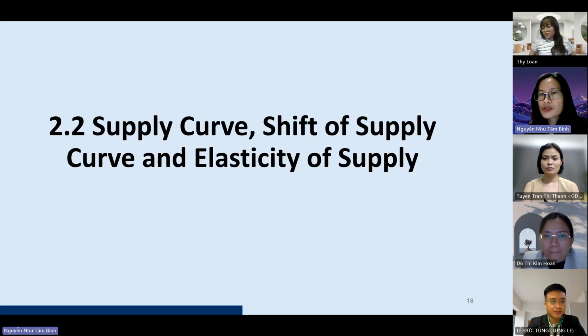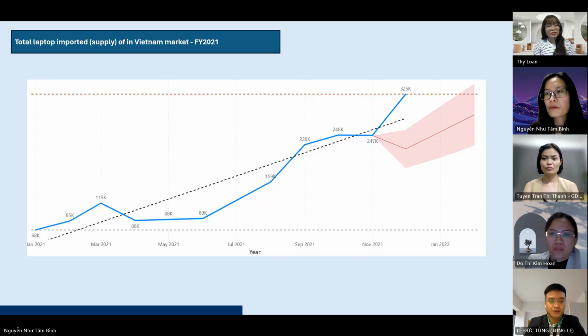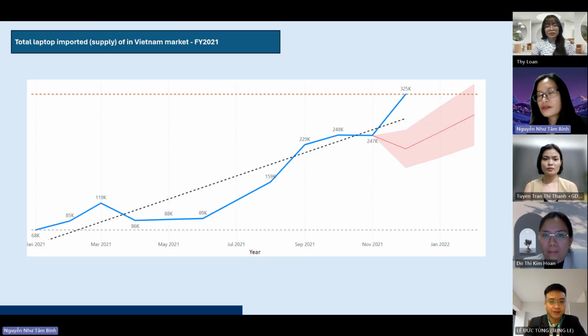The second part we will share today is the supply, the shift of the supply curve and the elasticity of supply. So here are the supply figures and trend during the first year, I mean 2021. These are the total amount of laptops imported into Vietnam during 2021, and the price we use to analyze here.